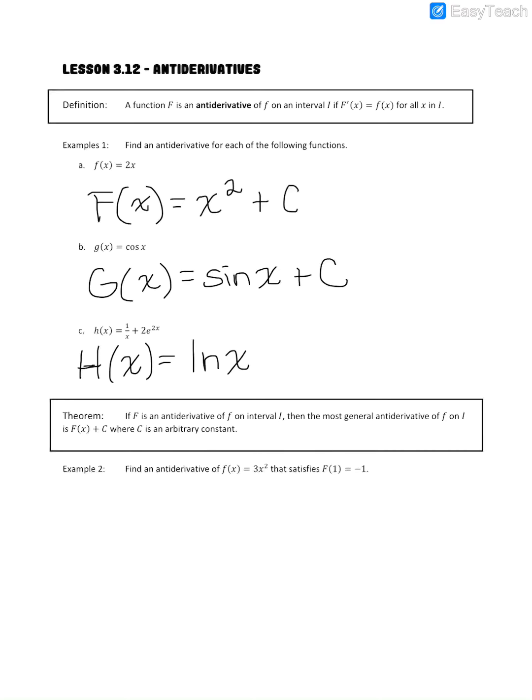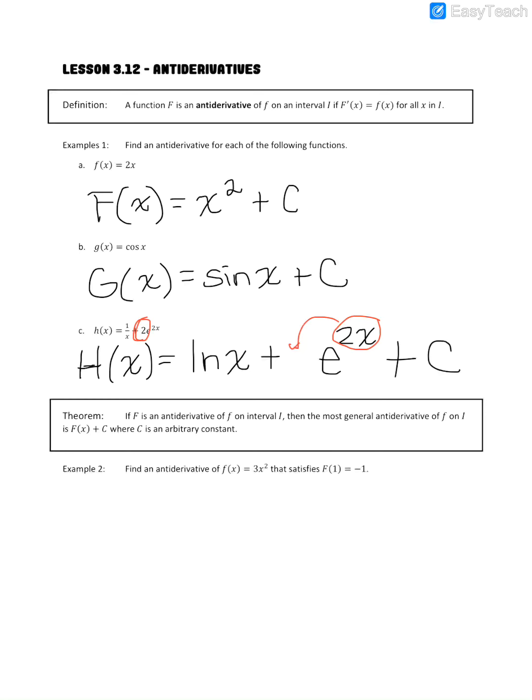And then the second part here, we have e to the 2x. So remember, I know that whenever I have an e, the derivative is the same as the original. But when I do the derivative, I do the derivative of the exponent, and that goes down in front. So the derivative of 2x would be 2, which is what I have in my equation. So that means I'm done here. I don't need any number in front, but I do need my plus c. All right, theorem. If F is an antiderivative of f on interval I, then the most general antiderivative of f on I is capital F of x plus c, where c is an arbitrary constant.